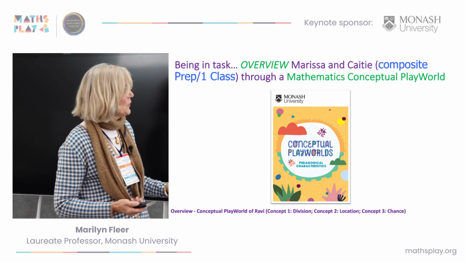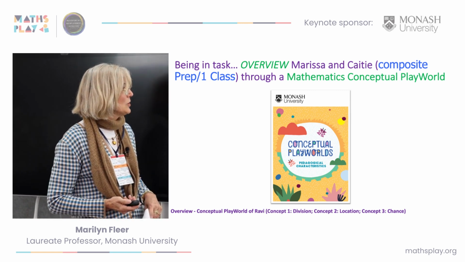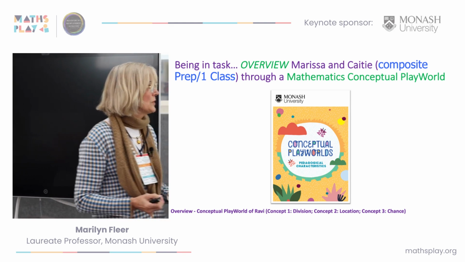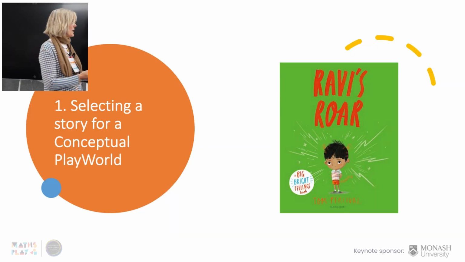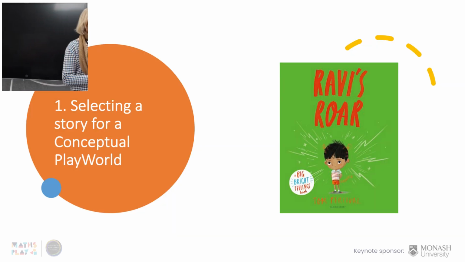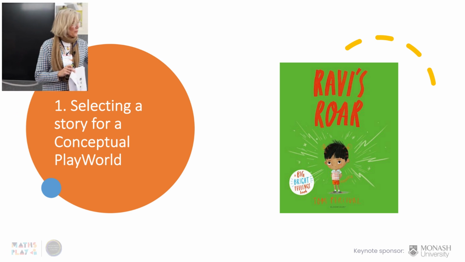So let's begin with the first example. Marissa and Katie looked at planning using those 5 characteristics, a conceptual PlayWorld for the book of Ravi. I don't know if you know this story, but the first characteristic is around selecting the story, so this is your little marker here, of Ravi's story.